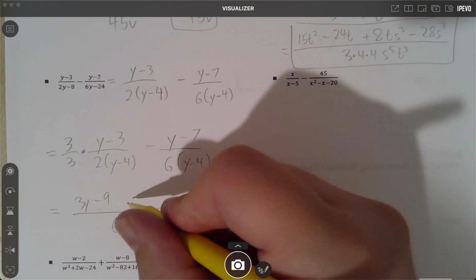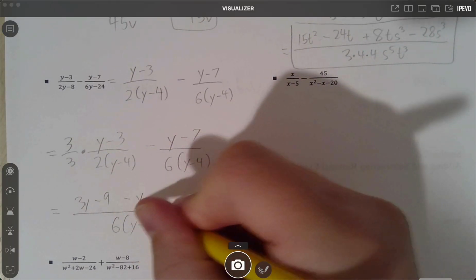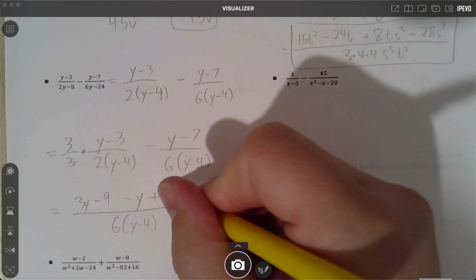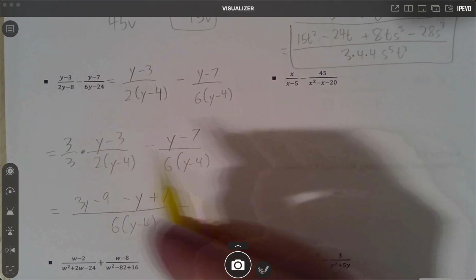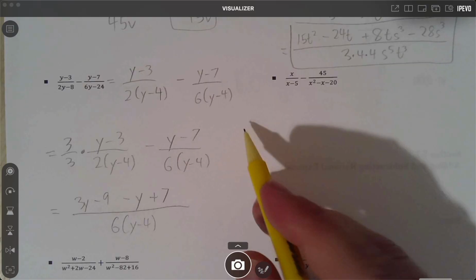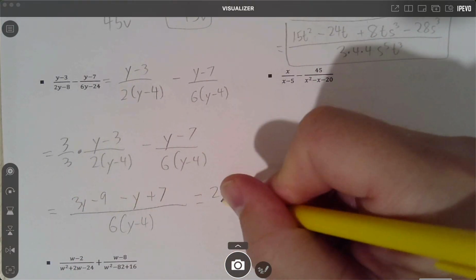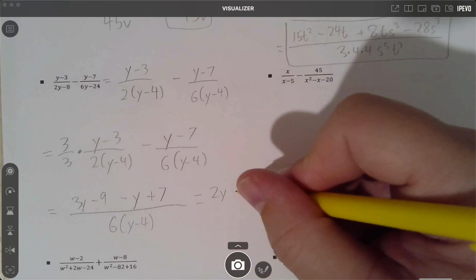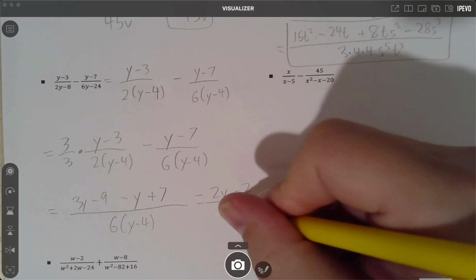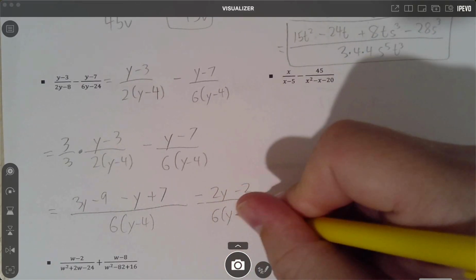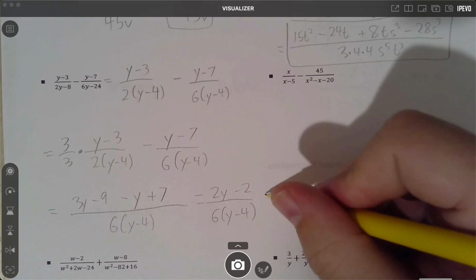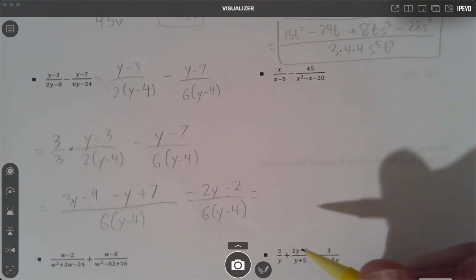When I distribute that negative y, it's now going to be negative y, but it's going to be positive 7 because I'm distributing that negative to both parts of the right numerator. From there, 3y minus y is 2y. Negative 9 plus 7 is negative 2. I've got a 6y minus 4. Darn, I thought I was done, but I'm going to quickly write the final answer here.